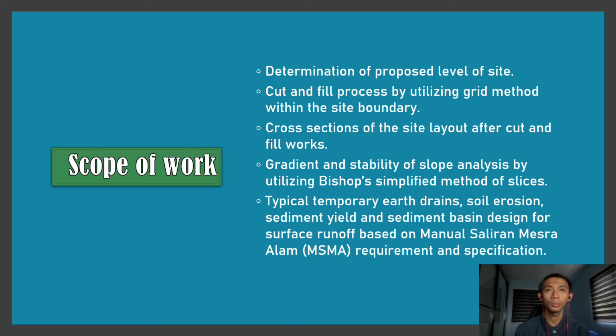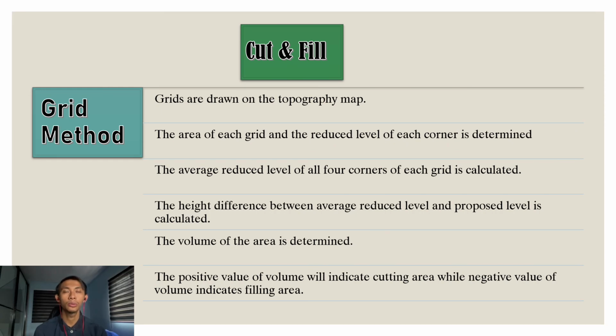Cut and fill is important in designing the proposed layout to reduce cost and duration of the project. The grid method was used to calculate the cut and fill volume in this project. So for the cut and fill, we use the grid method. First, the grids are drawn on the topography map. In this project, grids are drawn on the boundary of the proposed plan. The dimension of the grid is less than 50 meters and the total area of the grid is less than 2,500 square meters. The reduced level of each corner is determined.